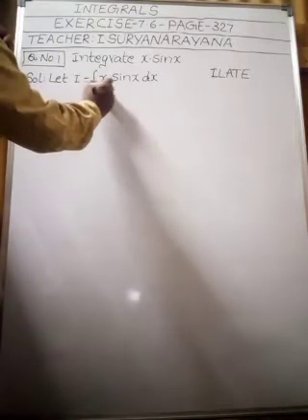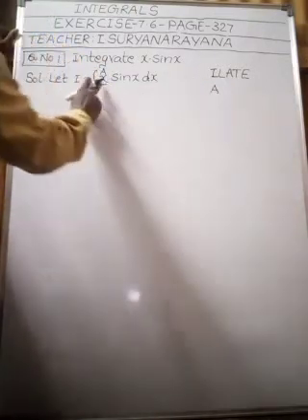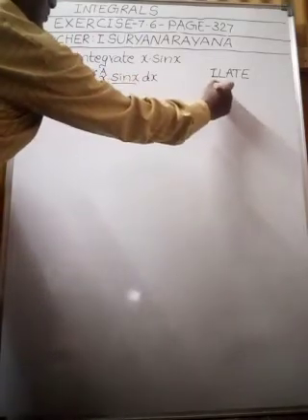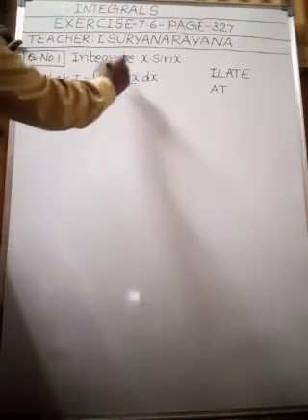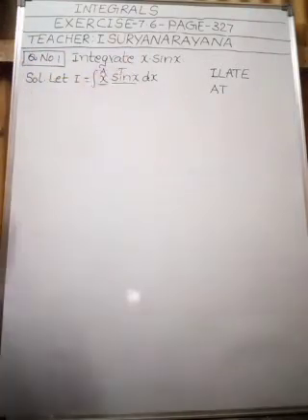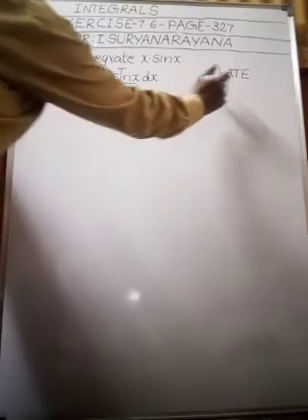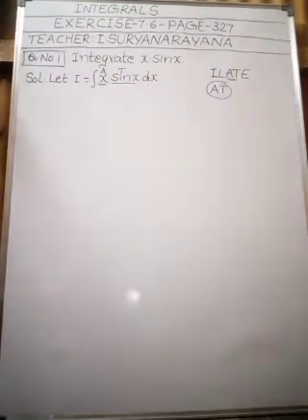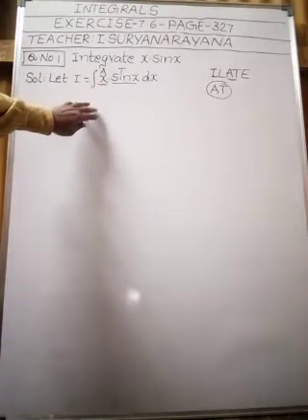What is the first function? X. It is an algebraic function. What is the second function? Trigonometric function. First function is algebraic function and second function is trigonometric function. In this word, see that the two letters are in the same order or not? A, T, in the same order. So we can directly apply integration by parts method here.